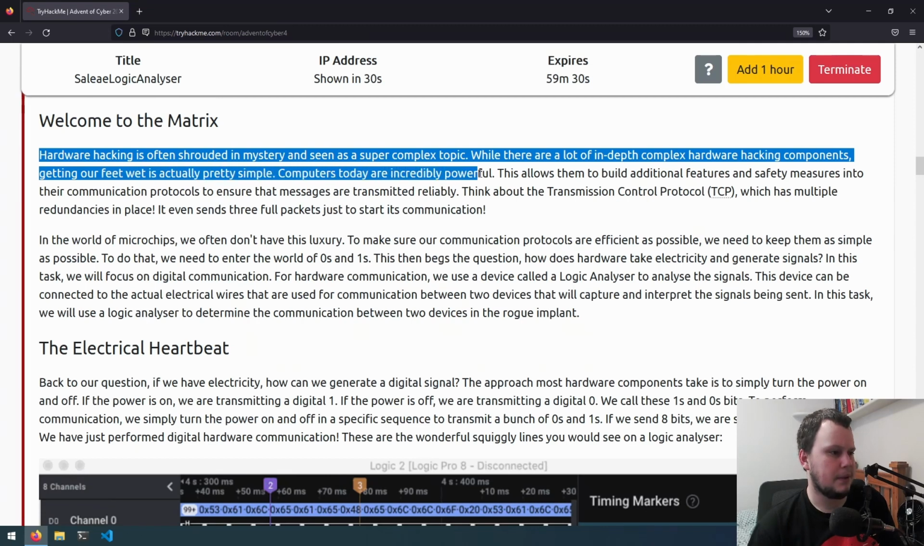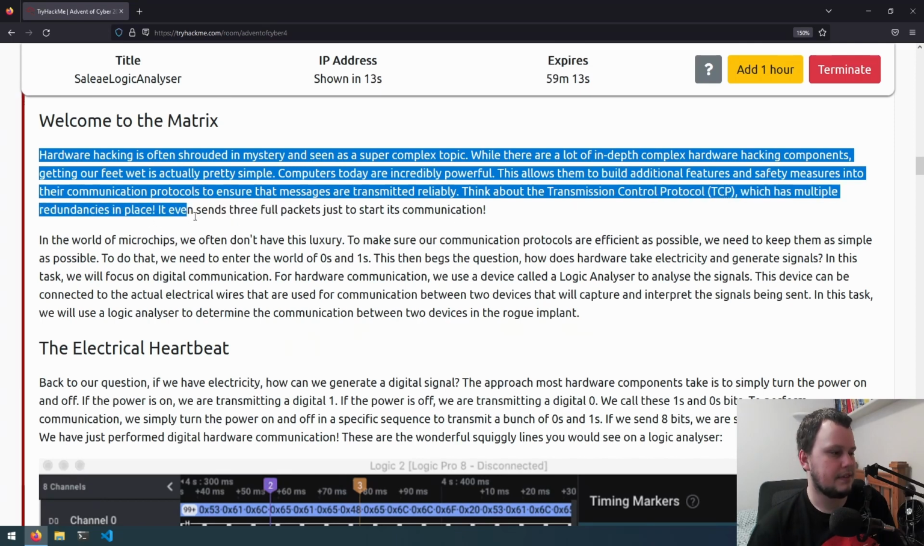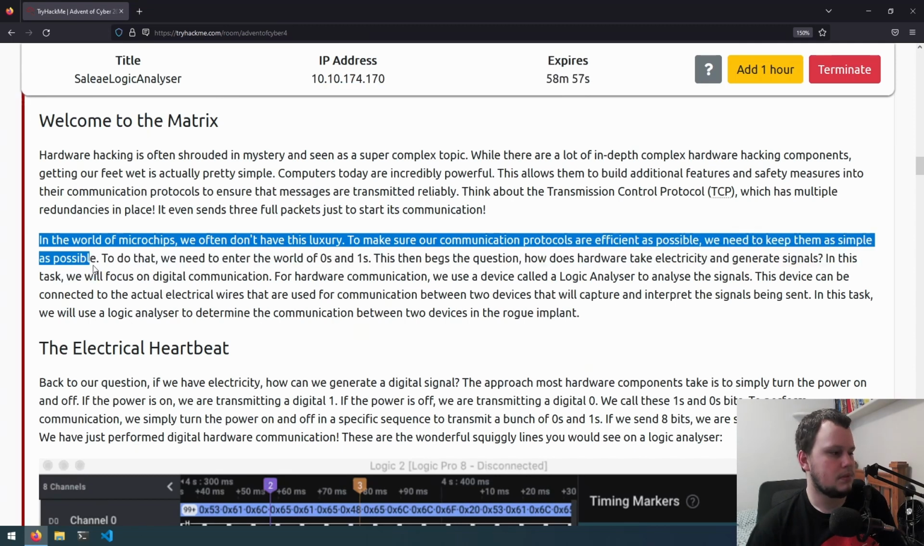Computers today are incredibly powerful. This allows them to build additional features and safety measures into their communication protocols to ensure that messages are transmitted reliably. Thinking about the TCP protocol, which has multiple redundancies in place, it even sends 3 full packets just to start its communication. In the world of microchips, we often don't have this luxury. To make sure our communication protocols are as efficient as possible, we need to keep them as simple as possible. To do that, we need to enter the world of zeros and ones.